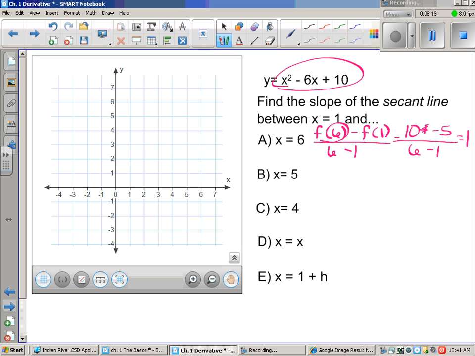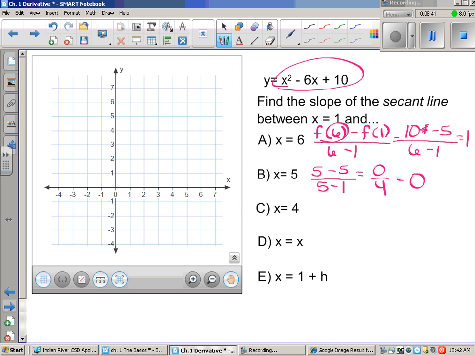And I get 1. Let's do 5. That would be 25 minus 30, right? So negative 5 plus 10, which is 5. Minus, when you plugged that 1 in there, you got 5 over 5 minus 1. And so you end up with 0 over 4, which is 0.